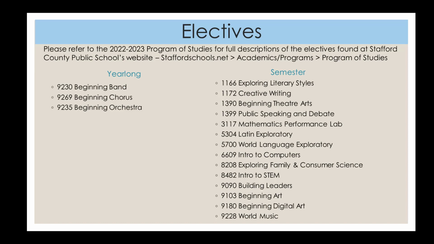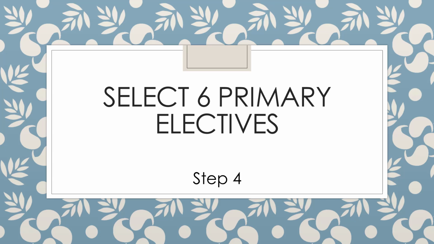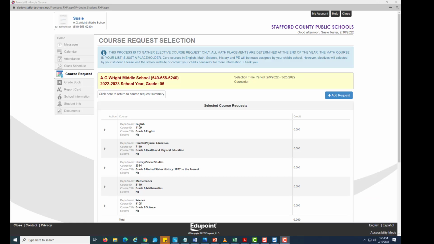Year-long courses means that it is taken both in the fall and in the spring. It is considered a course. And then semester courses are taken either in the spring or in the fall. Step 4, selecting 6 primary electives. As a 6th grader, you will have 8 elective choices. You will choose 6 primary electives and up to 6 alternative electives.